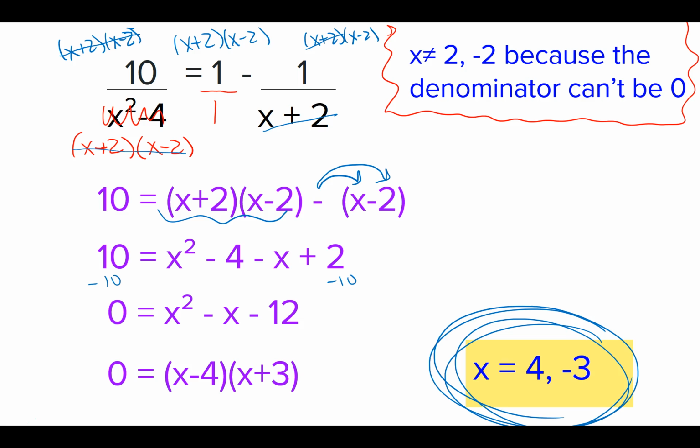So when we graph our rationals, we know it's going to cross our x-axis at 4 and negative 3. We also know there's going to be holes or breaks somewhere where x was 2 and negative 2. It won't be on the axis, but it will be in the graph when it crosses that place.